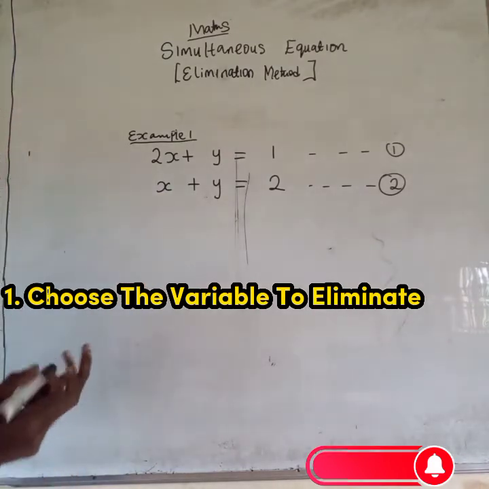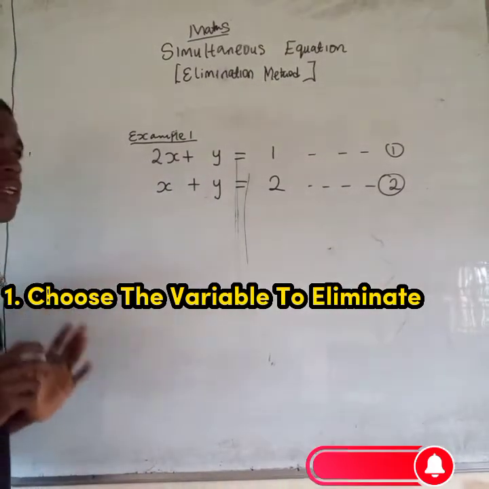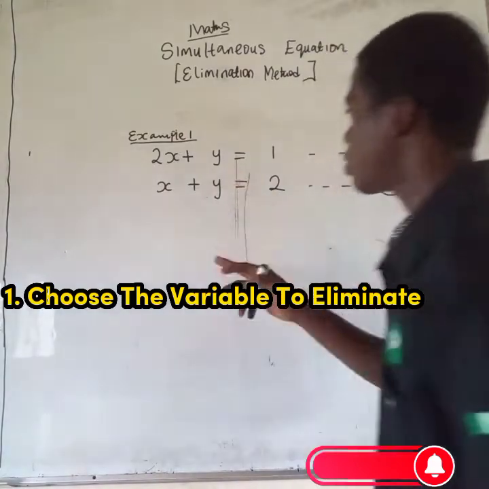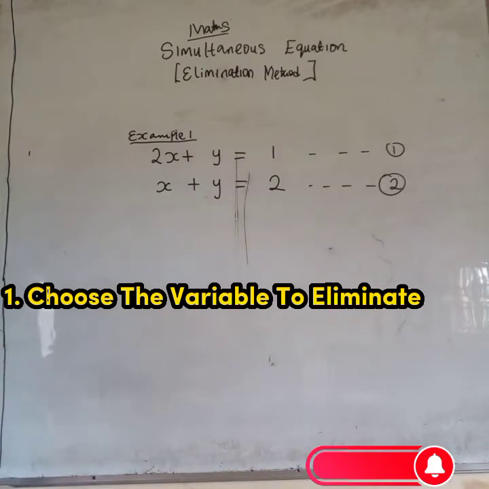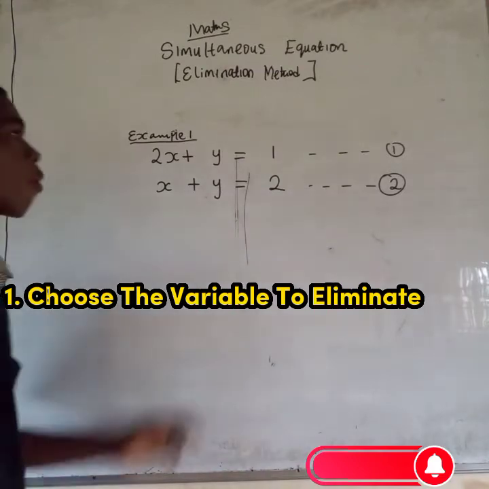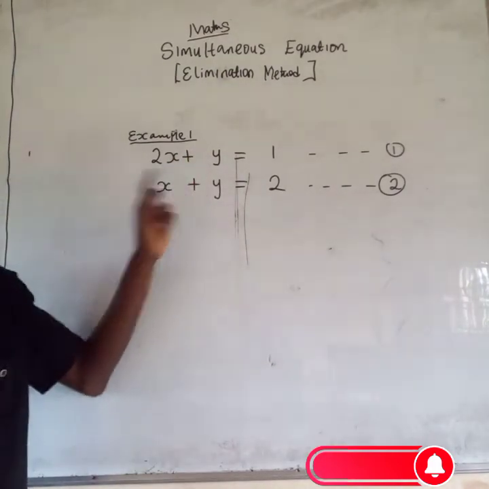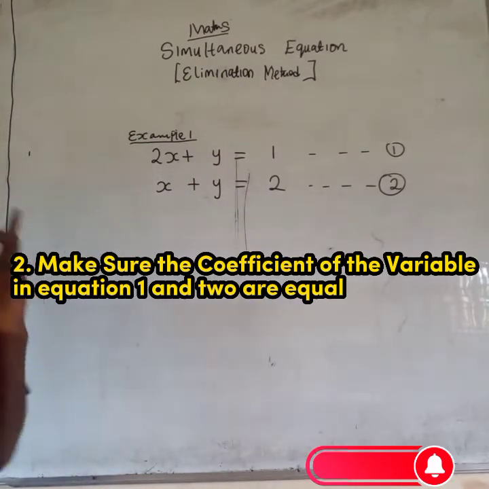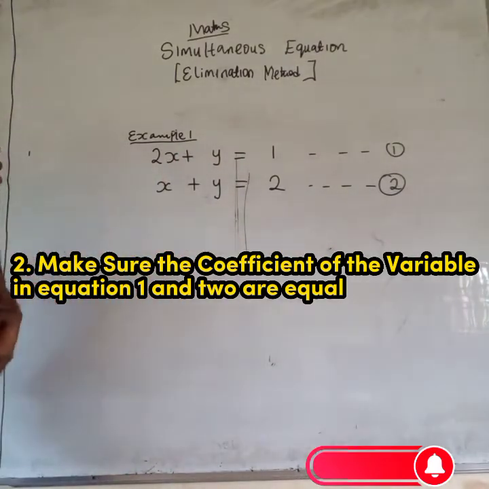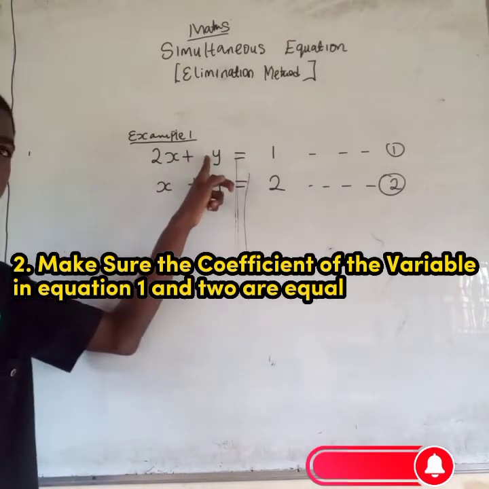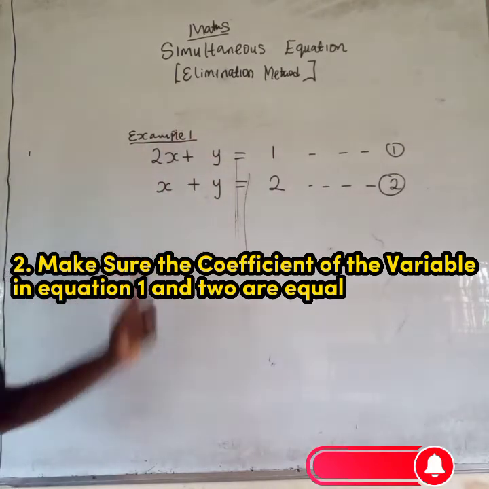Now, let's say I want to eliminate y. So my choice is y. Now, if I want to eliminate y from this equation, I have two equations, equation 1 and equation 2. How will I eliminate y? First of all, make sure the coefficient of y in equation 1 and equation 2 are equal. Listen very carefully. After step 1, after selecting the variable you want to eliminate, step 2, make sure the coefficient of the variable in the two equations are what? The same.